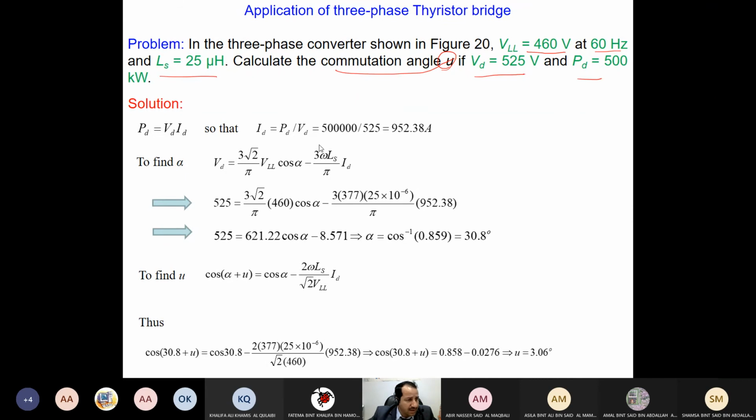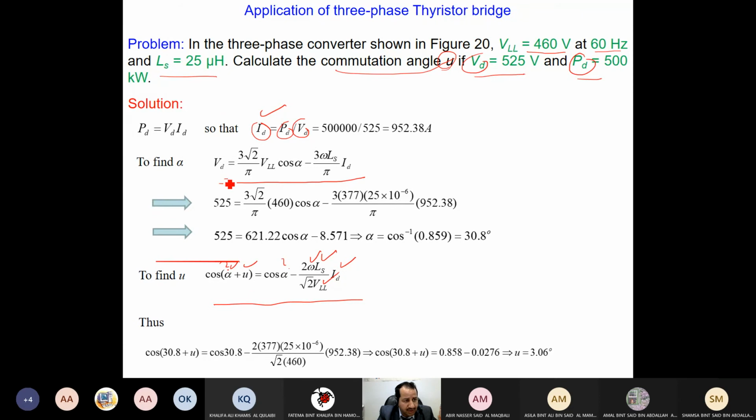From PD and VD, I will find ID. ID is PD over VD, so it gave me ID indirectly. The formula I have for voltage is this formula. But don't forget, I need alpha because the formula for U contains alpha. I have ID, LS is given in the question, omega is 2 pi f, and V line to line is given, so I need alpha to find U.